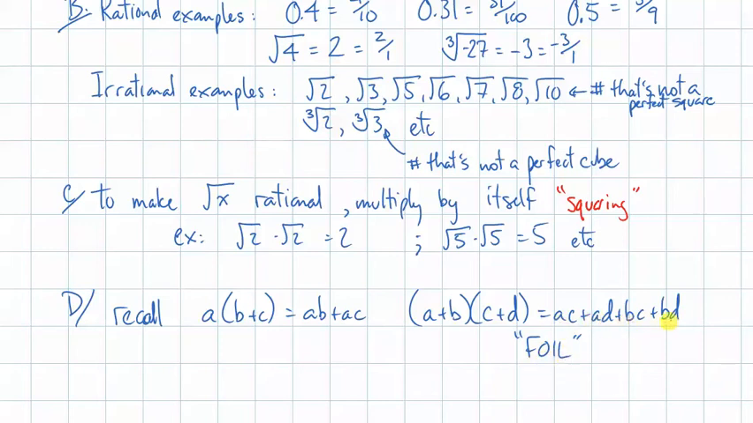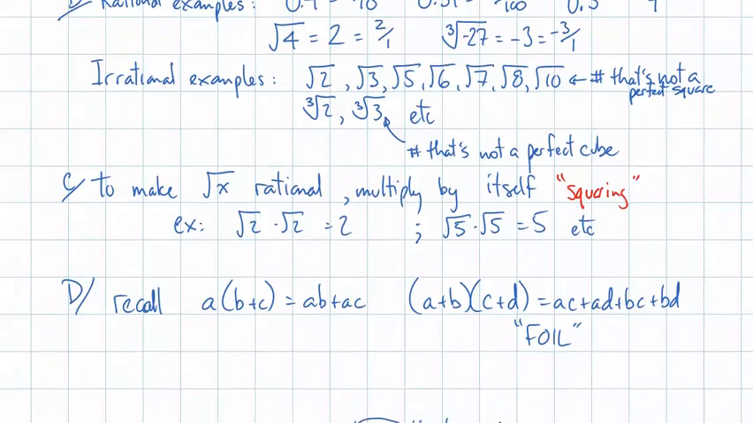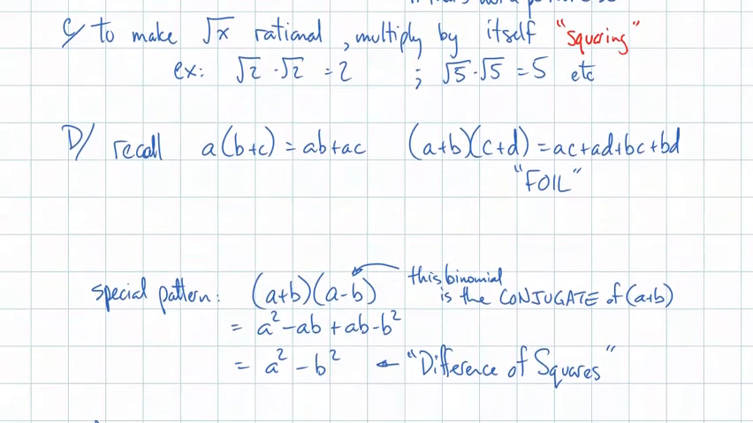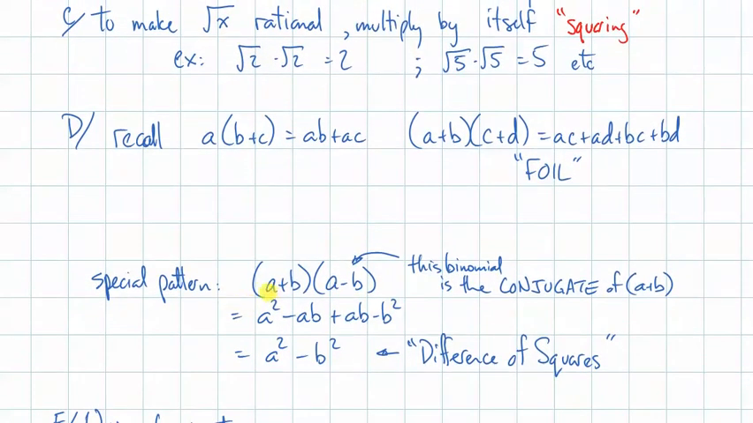Now, sometimes there's a special case that occurs, and this one's a very important one to know about. The special pattern is this binomial times this binomial, where the second binomial has the opposite sign of the first one. It's called the conjugate. The expansion is written here, and you'll notice the second and third terms are signed opposites of each other, and they'll cancel out, leaving a difference of squares, a squared minus b squared.